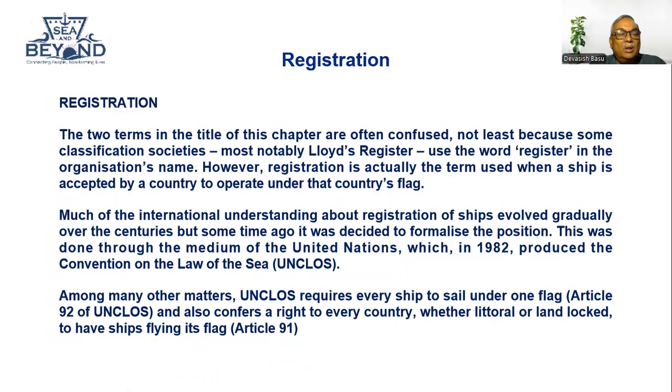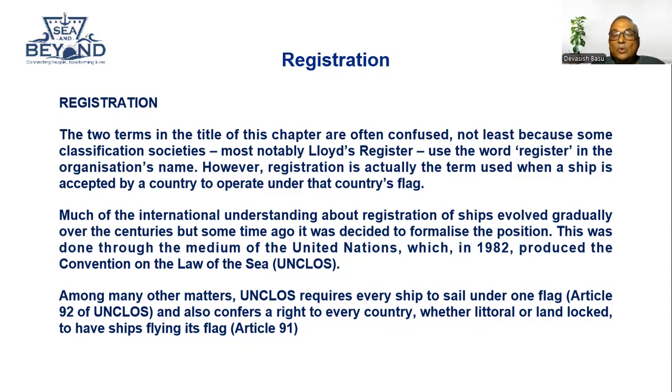Registration and classification are two terms in the title of this chapter that are often confusing, not least because some classification societies, most notably Lloyd's Register, use the word register in the organization name. However, registration is actually the term used when a ship is accepted by a country to operate under that country's flag. Simple.